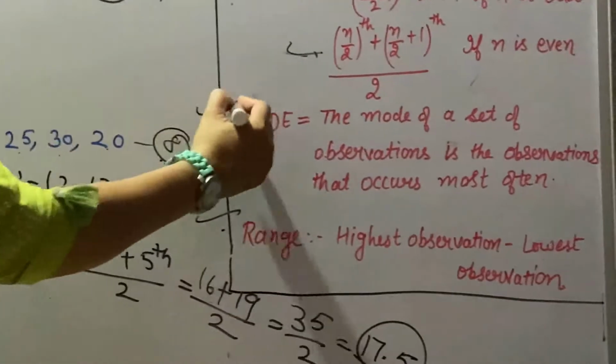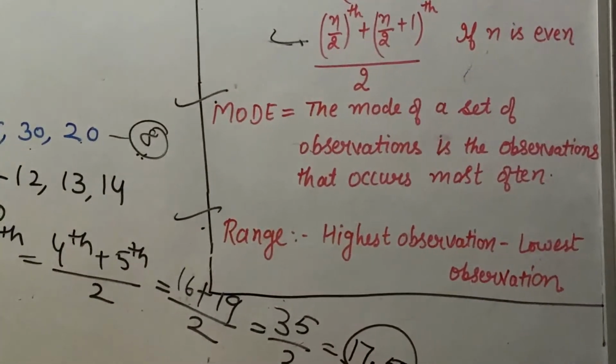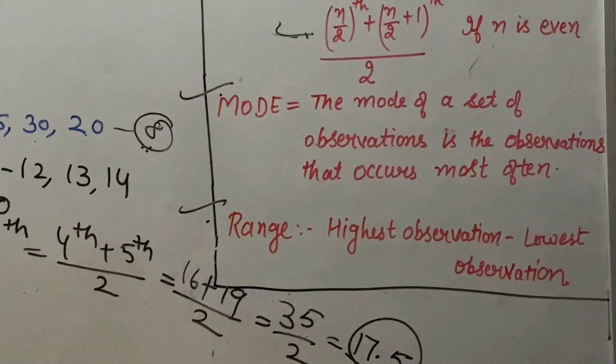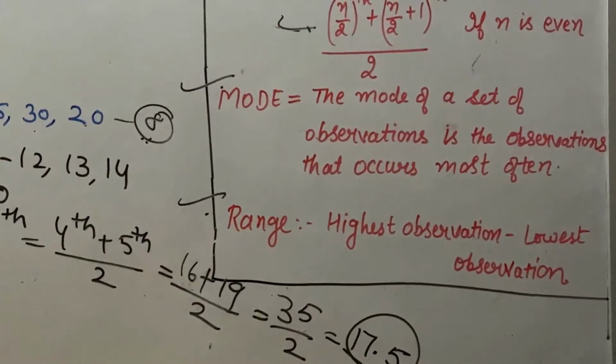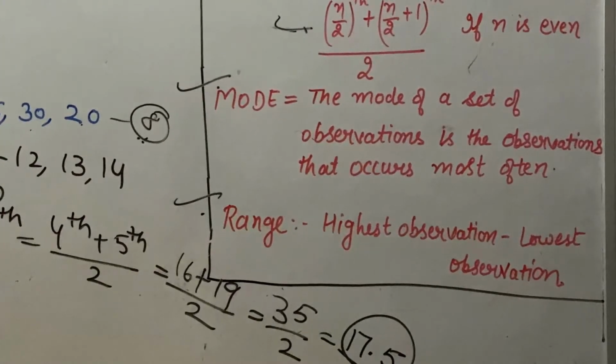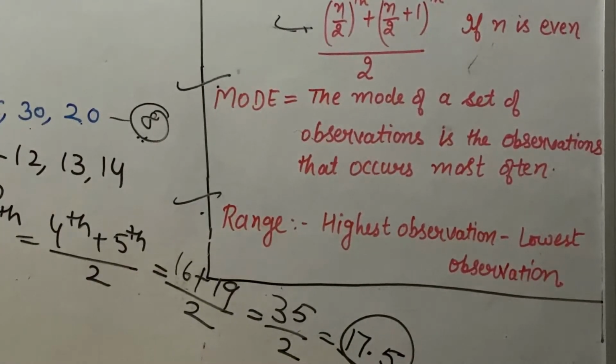This is the formula, mode. The mode of a set of observations is the observation that occurs most often. That means the term that comes most often is the mode of any set of terms.